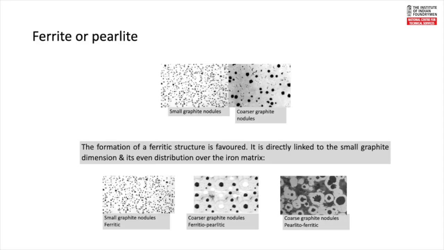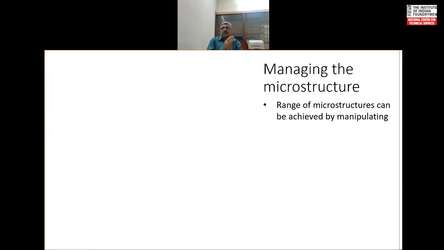What is the effect? The formation of ferrite structure is favored when you have higher nucleation levels, because carbon finds it easier to go to the nuclei which are nearby. While as the number of nuclei becomes lesser and lesser, then you will get coarser graphite nodules and you will get ferrito-pearlitic, some ferrite and some pearlite. While if the nucleation level drops further, then you can get coarse graphite nodules and more pearlite and less ferrite in your microstructure.